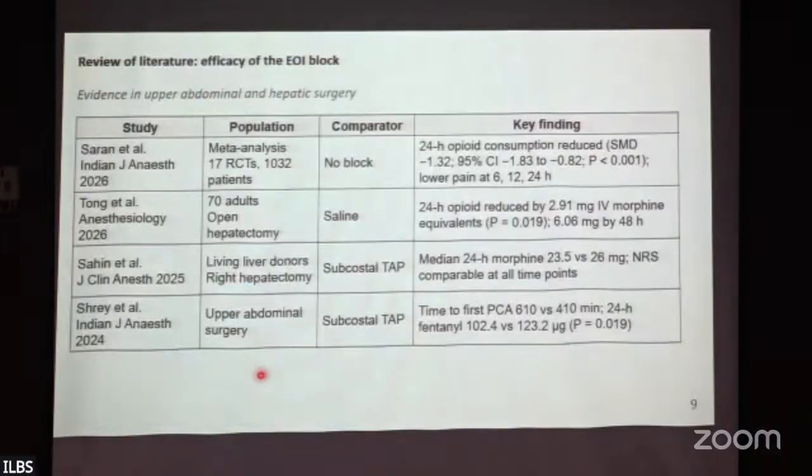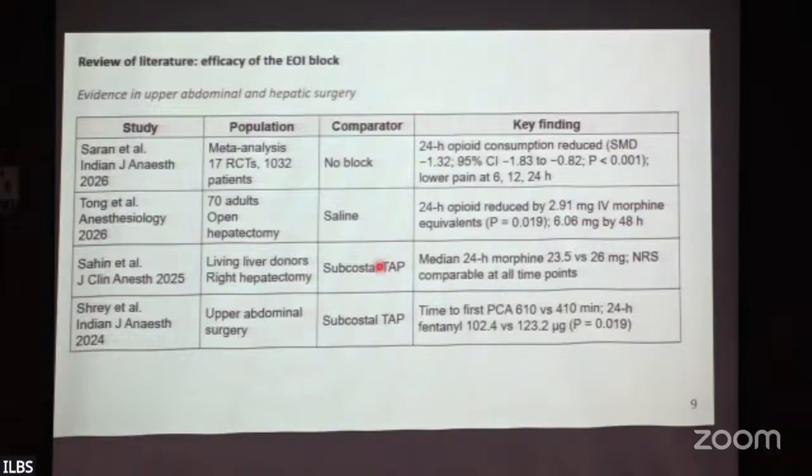Coming to a brief review of literature about the efficacy of the EOI block, many studies have been done comparing this EOI block with other fascial plane blocks like the subcostal TAP block, or with a normal saline comparator or IV-PCA. Administration of EOI block has significantly reduced the 24-hour opioid consumption in the subset of patients. As such, there are no studies comparing EOI block and our target of interest, that is the intrathecal morphine, in donor population.